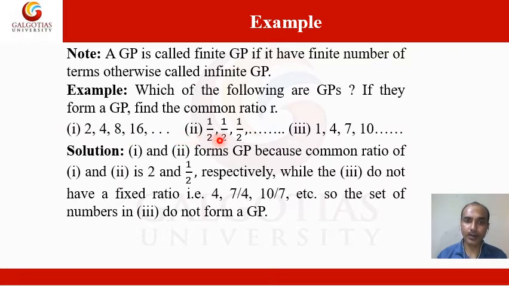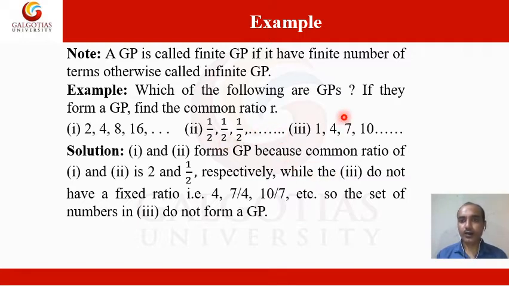In the same way, the ratio of the second and first term is 1, the ratio of the third and second term is again 1, and so on. So the ratio in this list of numbers is always equal to 1. That's why the second list of numbers represents a GP with common ratio 1.